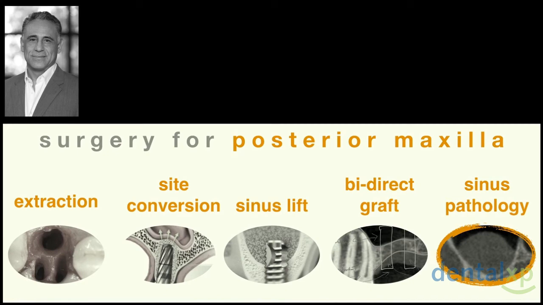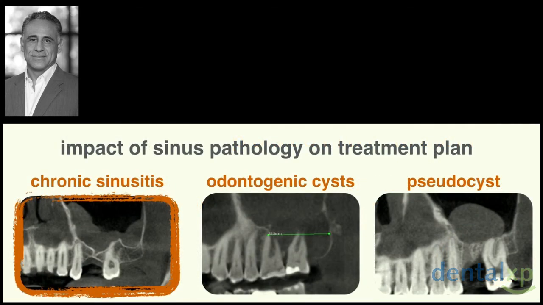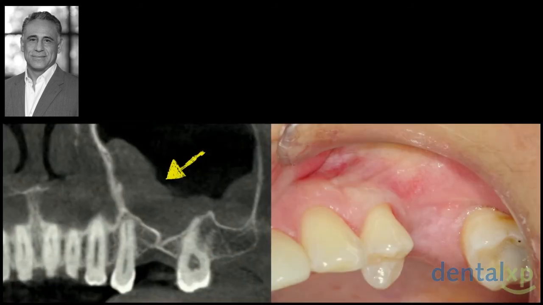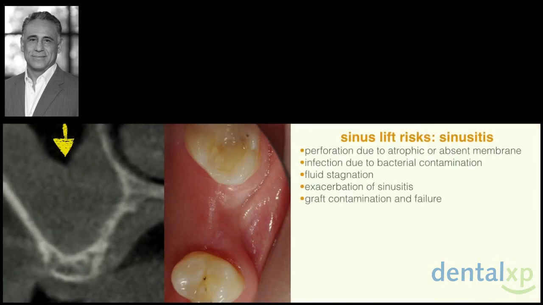In the next 5 minutes, I'm going to finish with the impact of sinus pathology on our treatment plan. There are 3 conditions that I have seen that impact our treatment in the posterior maxilla. The first is chronic sinusitis. Patients who present with chronic sinusitis and need a sinus lift, it's potentially a problem, because there are some risk factors that we have to be aware of with patients who have sinusitis.